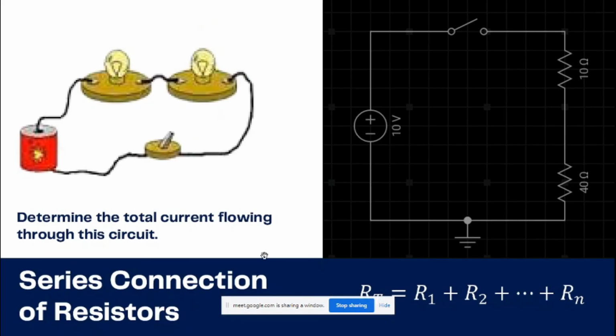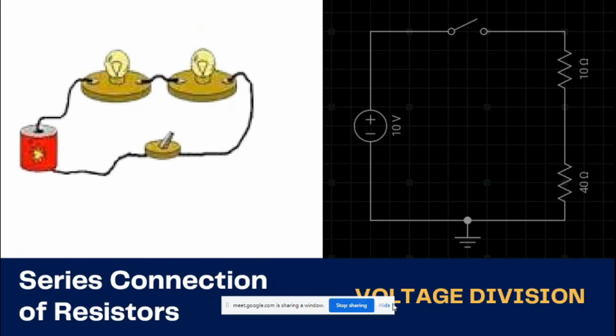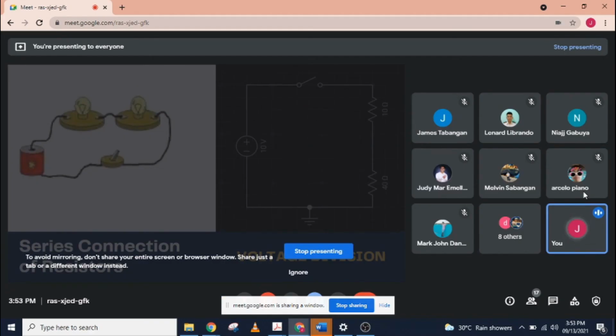So, nasundan nyo, class? There is actually what we call, in series circuits class, voltage division. Okay? Yung 10 volts natin na supply, yung 2 napunta sa 10, and then yung 8 volts napunta sa 40 ohms. Nasundan? Yes, sir. That's the characteristic of the series connection.